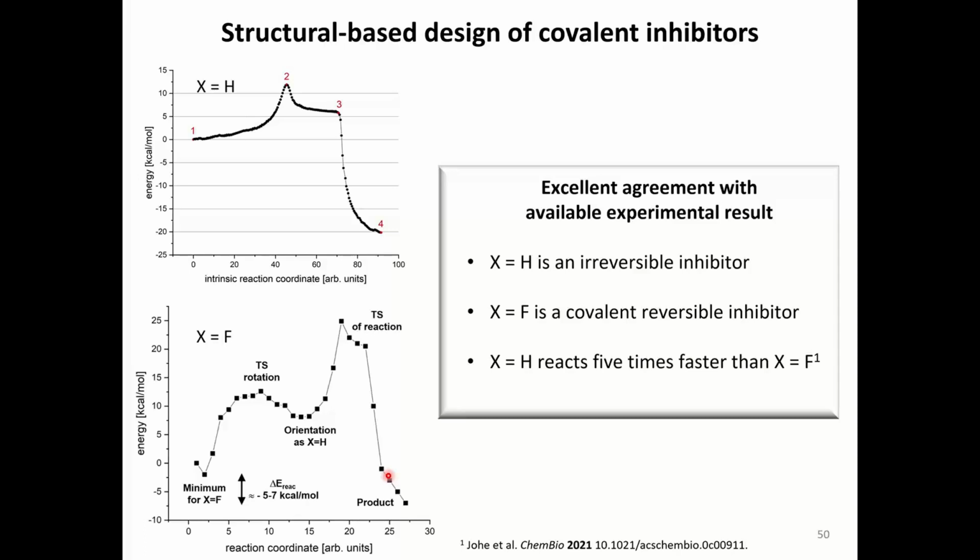What is also quite nice, there were measurements for the reaction velocity, and they found it quite astonishing that X equal H reacts 5 times faster than X equal F. Well, we can nicely explain that. It is the case because we have a much higher barrier than, for example, for the hydrogen. However, I said it is a covalent reversible inhibitor, but we were not sure. And with that, I will go to Natalie, who will then show that it is indeed a covalent reversible inhibitor by mass spectrometry.